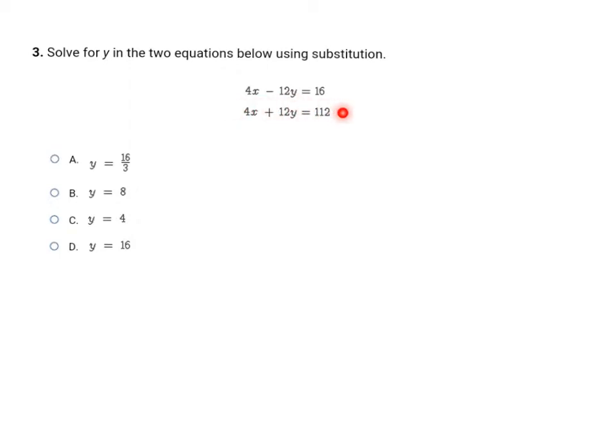And I'm also choosing the second equation over the first just because it has all positive numbers. Some people might pick the first because it has a smaller number. It's totally up to you. So here I'm going to solve it for x. That means I'm going to subtract 12y from both sides.